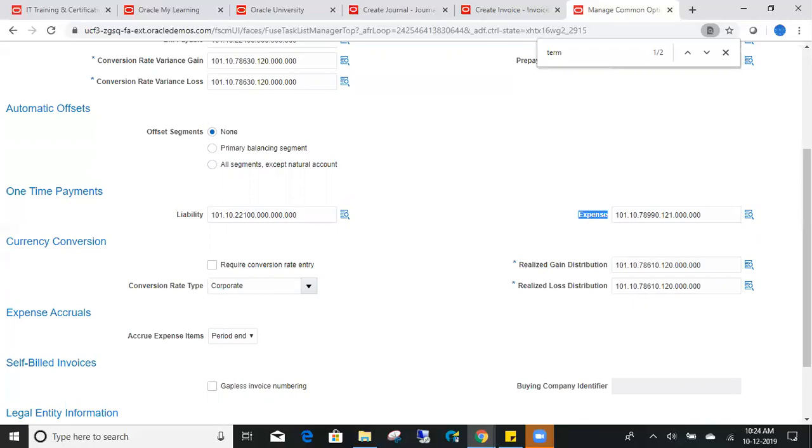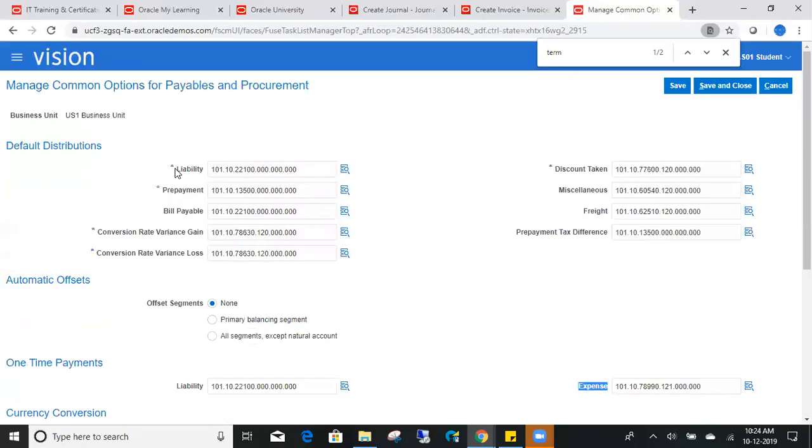So for asset, one more thing I forgot to tell you. Here's the liability, right? If you are checking here, it will start with 2. I told you at the beginning of the GL class. If it is an asset, it will start with 1. If it is a liability, it will start with 2. If it is owner equity, it will start with 3. If it is a revenue account, it will start with 4. If it is an expense account, it starts with 5.